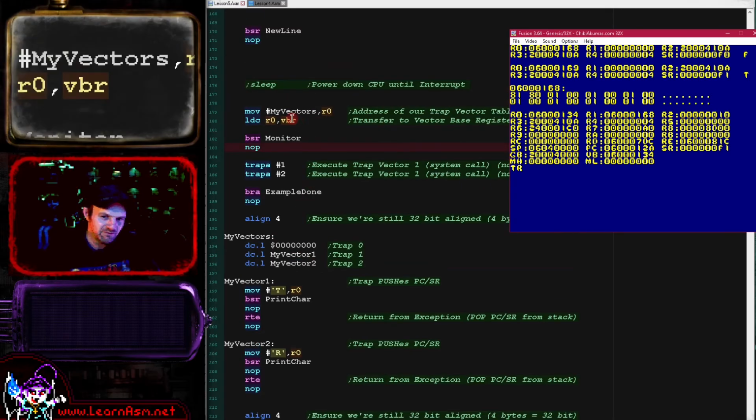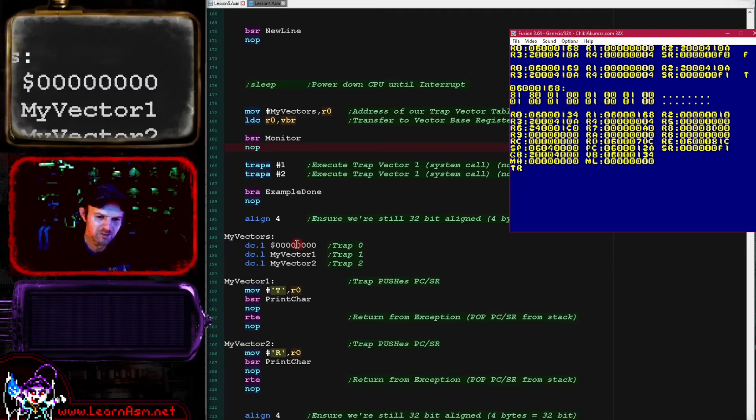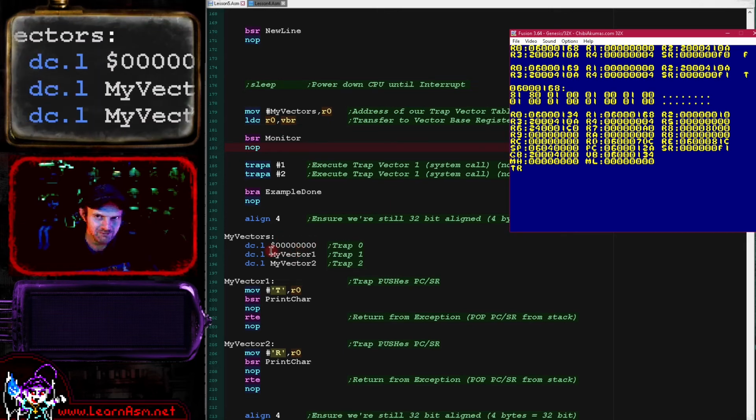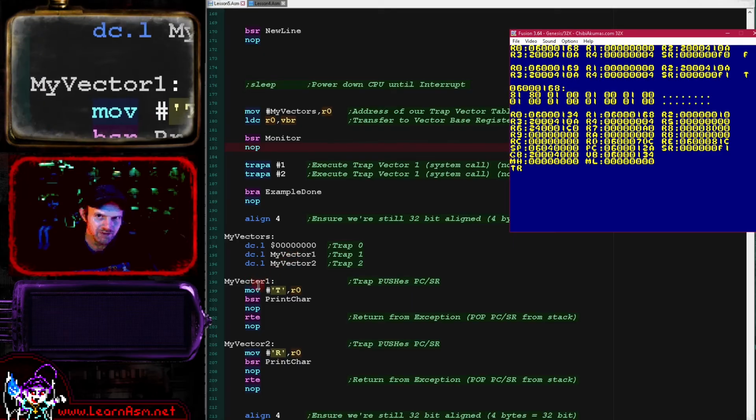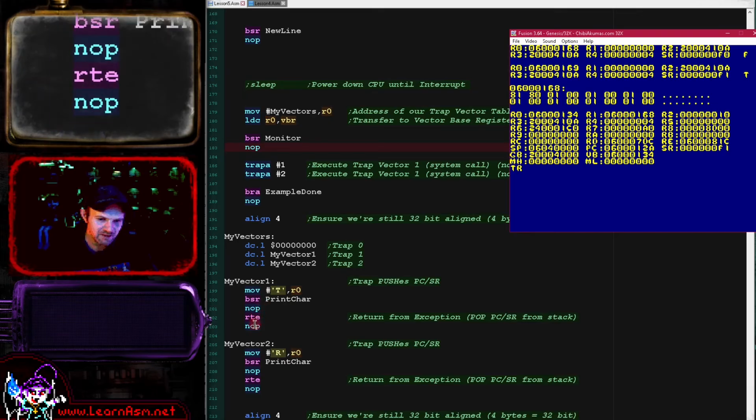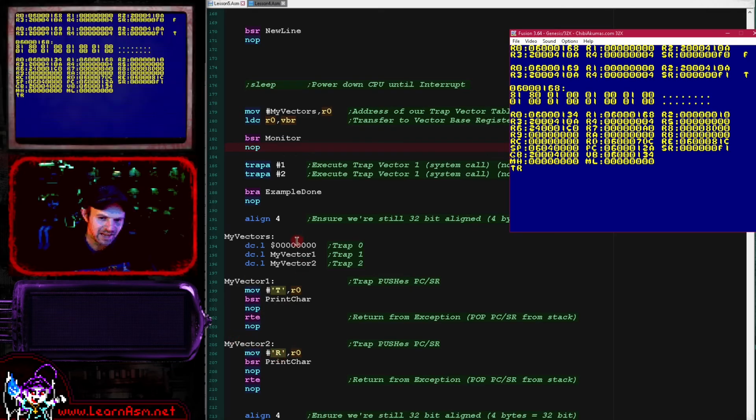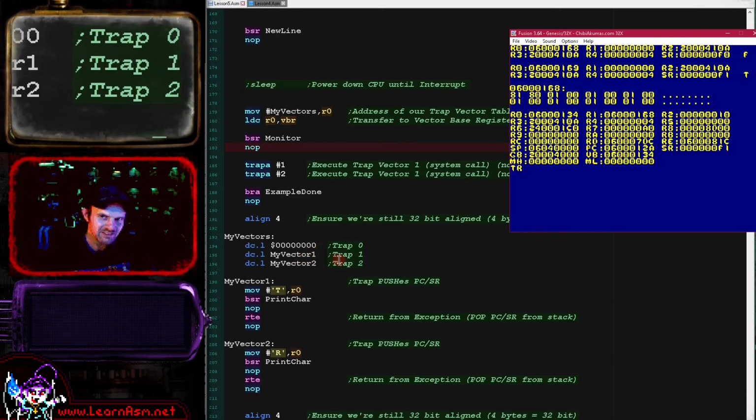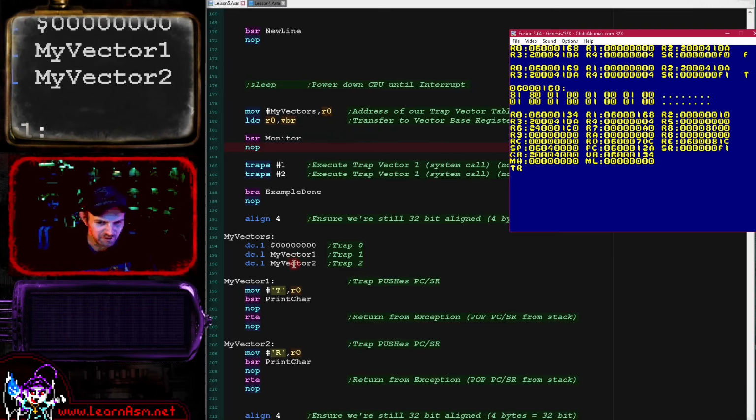Now, the vector base register points to a set of vectors. Vectors are just snazzy names for addresses. So we've got some addresses here. The first address is just 0, so that's nothing of interest to us. But vector 1 is a pointer to my vector 1, this subroutine here. And vector 2 is this second one here. Because we've pointed the vector base to here, these will take the trap number of trap 1 and trap 2. So that's why I've called them my vector 1 and my vector 2.